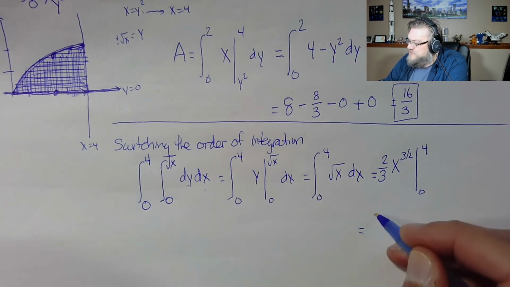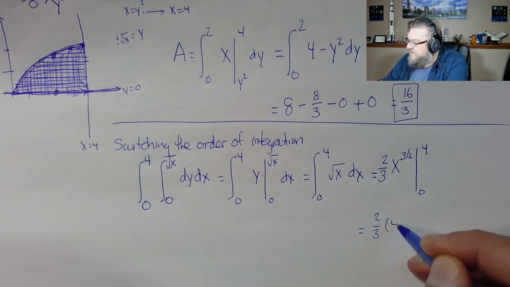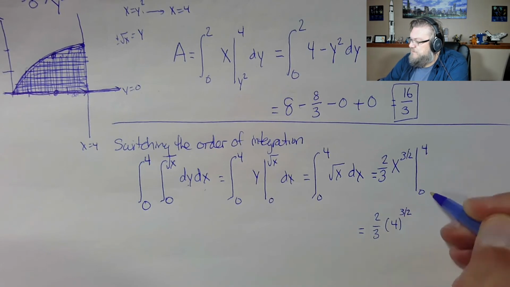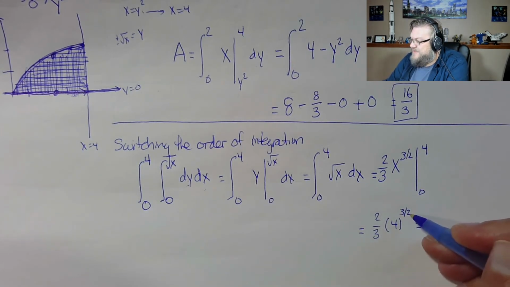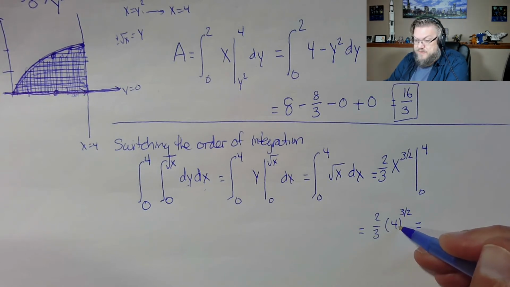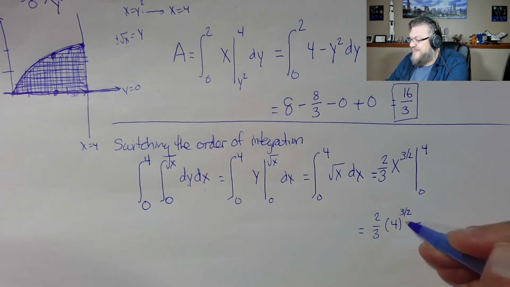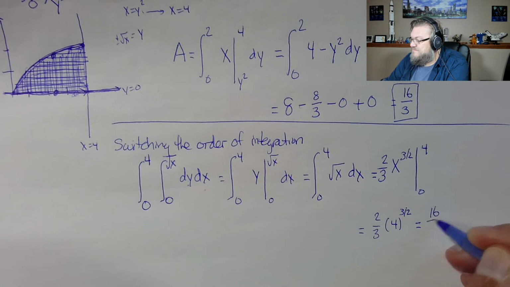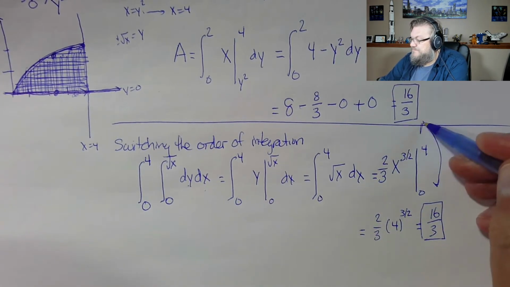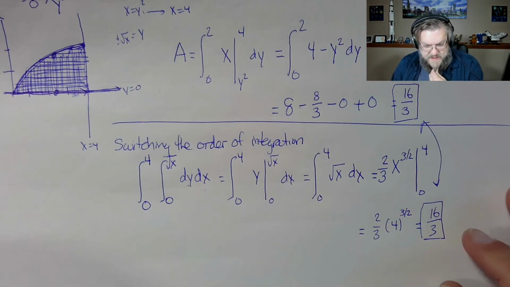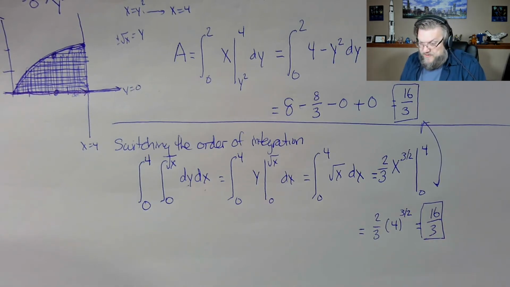So what happens here? I'm going to get 2/3 times 4 raised to the 3/2 minus 0. Is that the same thing? Yeah, the square root of 4 is 2. 2 cubed is 8. 8 times 2 is 16. I get 16/3. These are the same. So switching order appropriately should get you the same value.